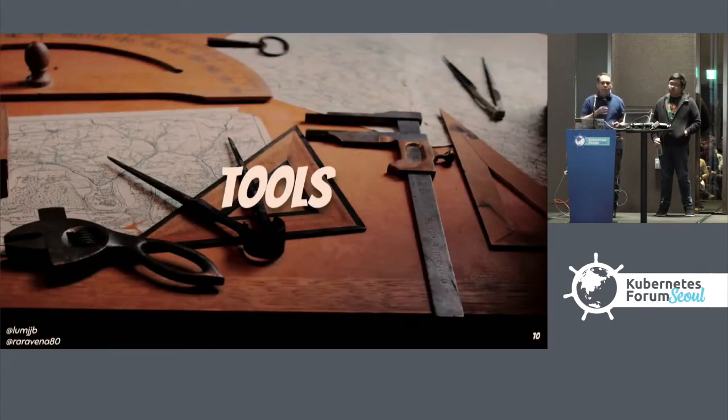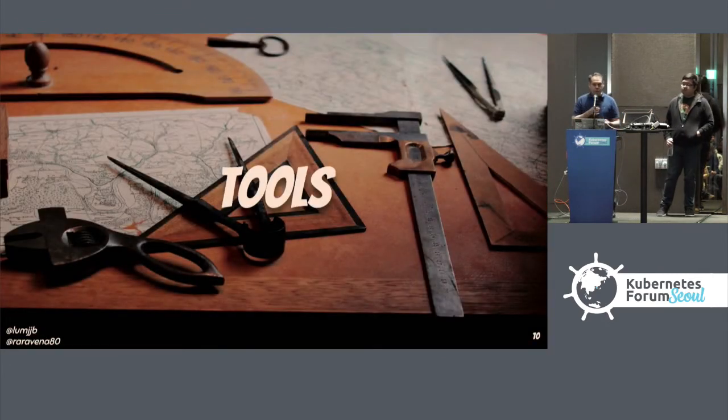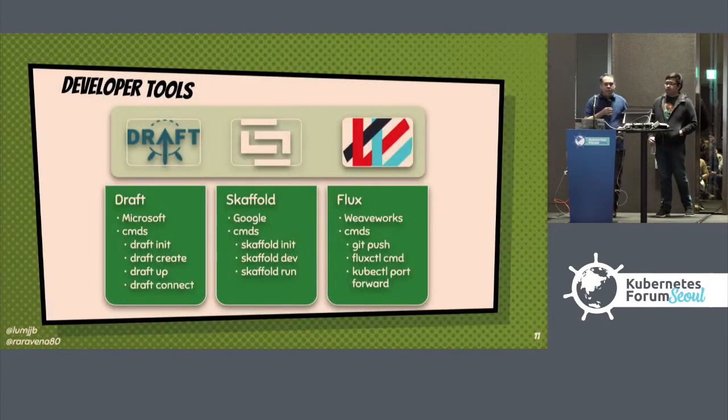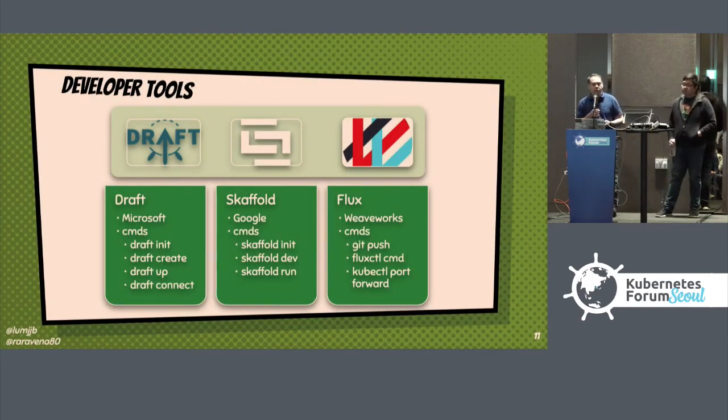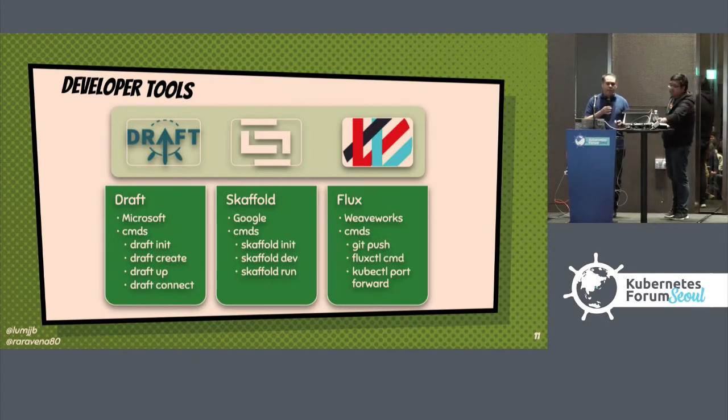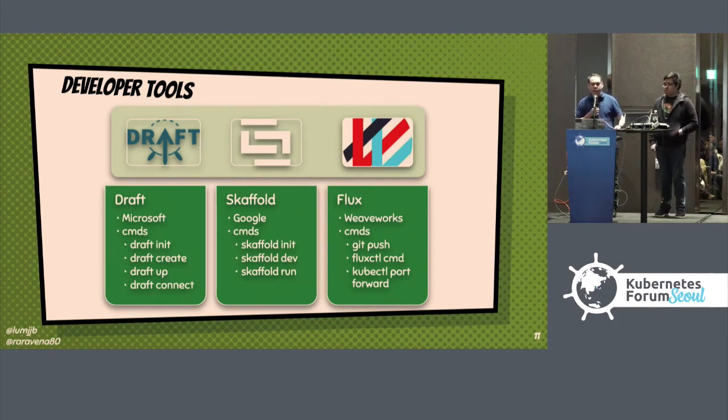So now let's talk about the tools to make it all happen. First, we have these developer tools. These are open source tools, Draft, Scaffold, and Flux. And basically, they allow a developer to create this workflow to commit code and then automatically deploy to a Kubernetes cluster. And then, so you see Draft and Scaffold are kind of similar. They have their own command line, and Flux relies on other mechanisms like Git and kubectl.